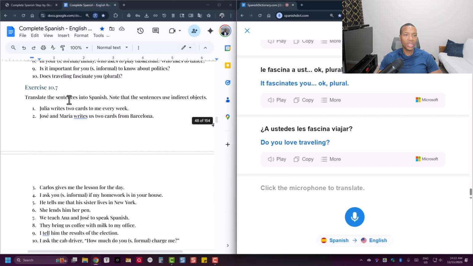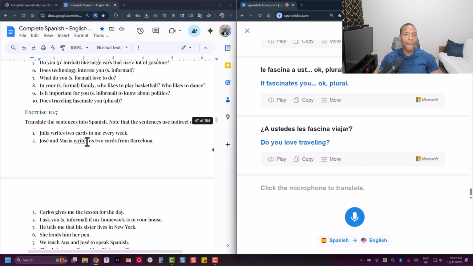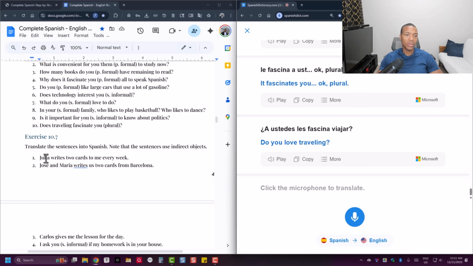Exercise 10.7: Translate the sentences into Spanish. Note the sentences use indirect objects. Okay, so this is the start of indirect objects. Julia writes me two letters every week. Julia me escribe 2 cartas cada semana.